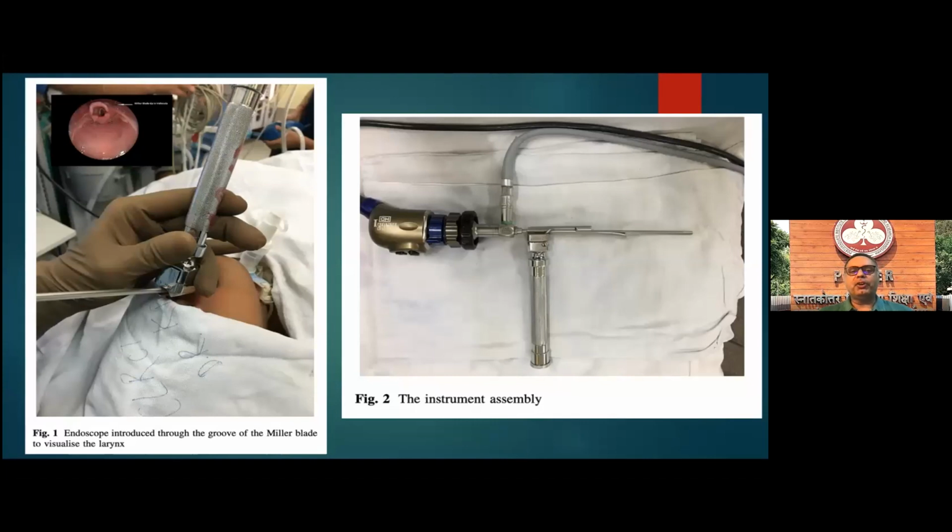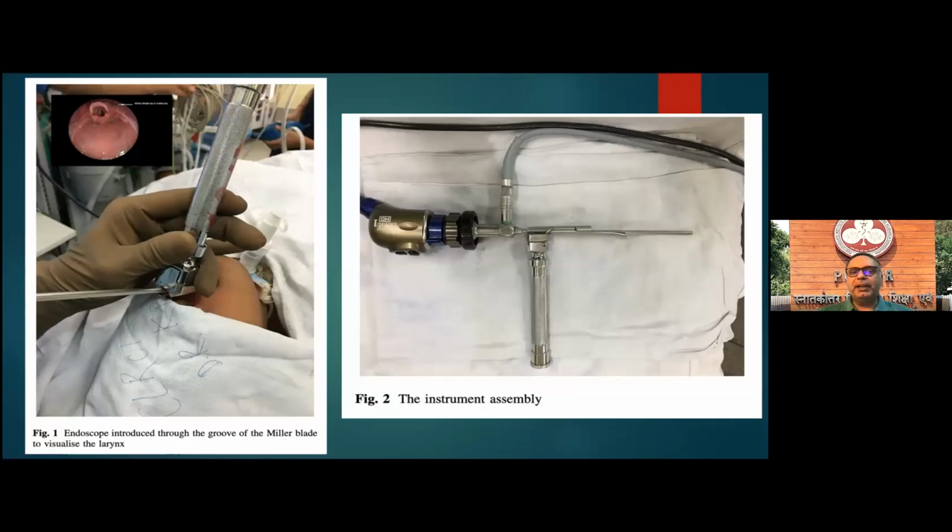So this is a picture of how we do it. This is a laryngoscope. That's the Miller's blade, which is attached. Miller's blade is a straight blade, which has a groove in it. The endoscope goes through it. It is attached to a high definition camera. And you can see on the top left, the image we get. So we get a wide panoramic view, and it is not limited by the limits of a normal laryngoscope, which we use for laryngeal surgery.